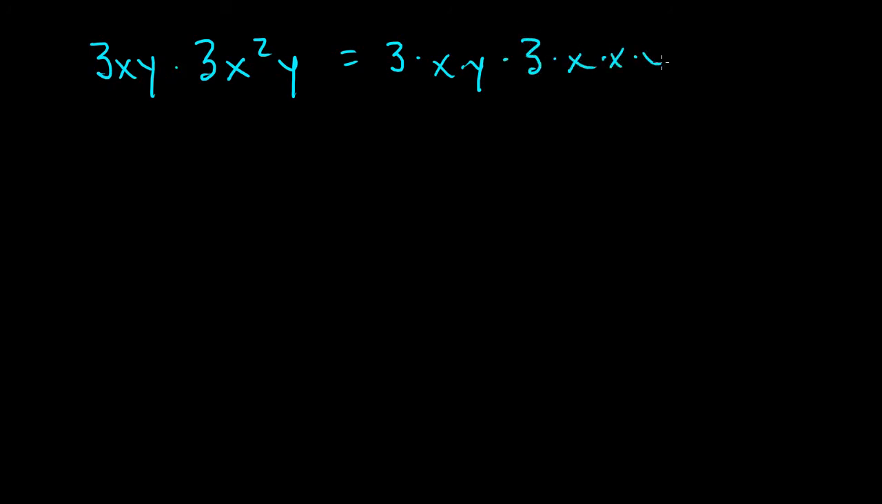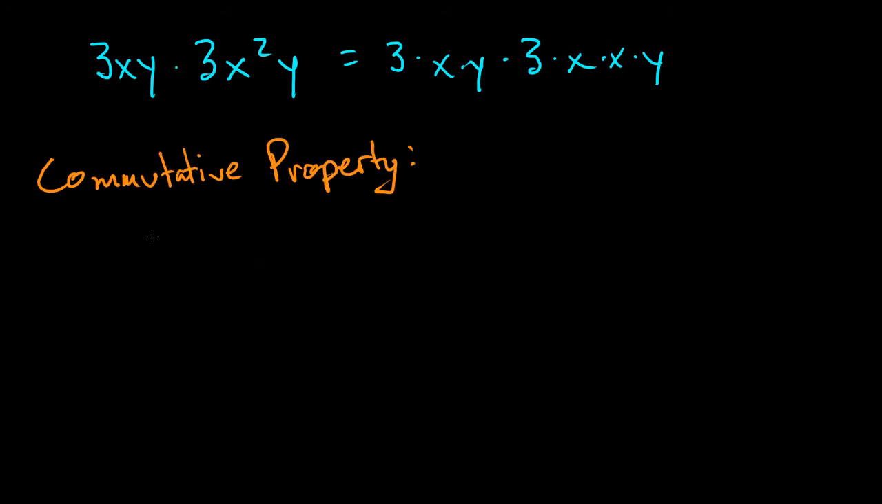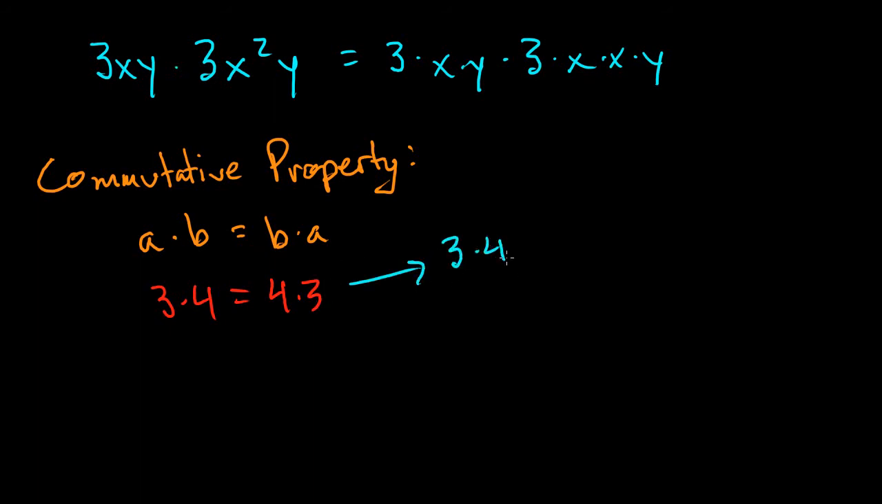x times y. It's important to know that there's a property of multiplication called the commutative property, which states that a times b is equal to b times a. In other words, 3 times 4 is 12, and so is 4 times 3. Well, this means, by extension, that 3 times 4 times 5 is the same as 4 times 5 times 3, or any other rearranging of these three bases being multiplied.